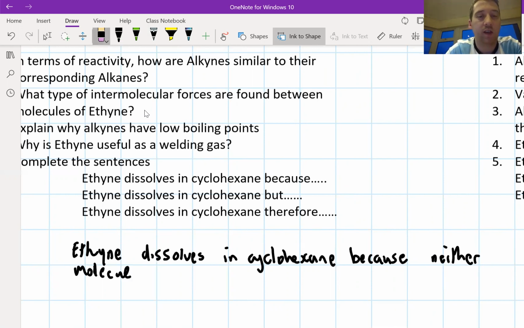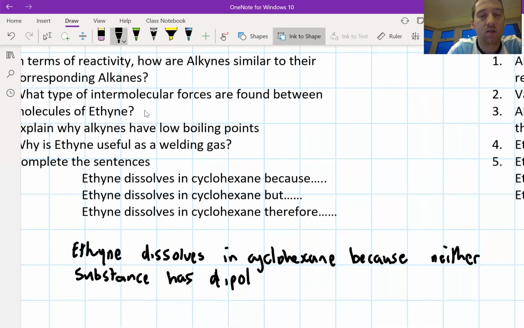has dipoles. So when we actually look at the type of bonding inside both of these substances, neither of them will have dipoles, neither of them have positive and negative areas. So the idea here is that like dissolves like. If you have things with dipoles, then they will dissolve other things that have dipoles. If you have things that don't have dipoles, then they will dissolve in other things that don't have dipoles.